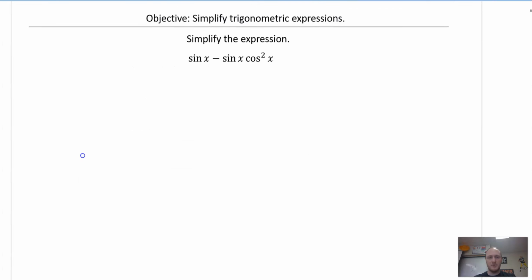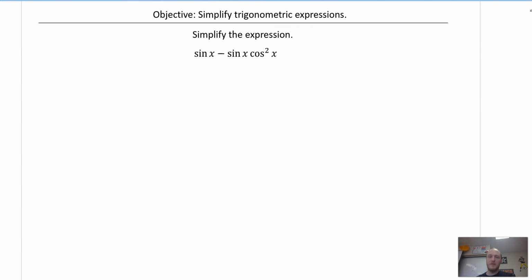Here is our first one, and they want us to simplify the expression. Okay, so the first thing that I'm going to do here is factor out the sine of x. I hope you see that we have a sine of x in both terms. So this gives us sine of x times 1 minus cosine squared x.